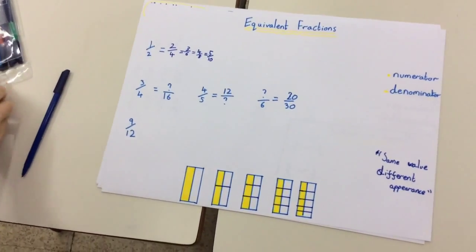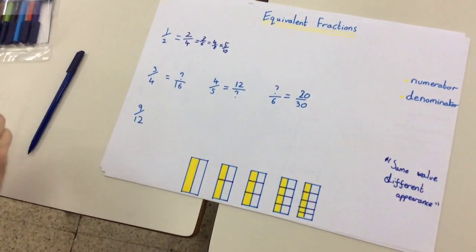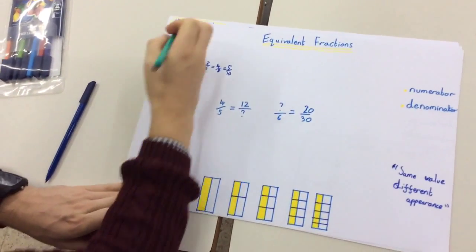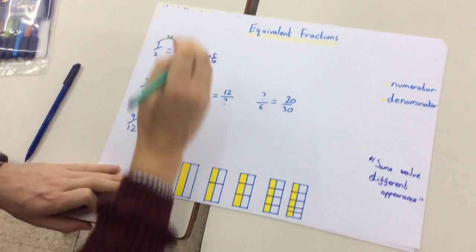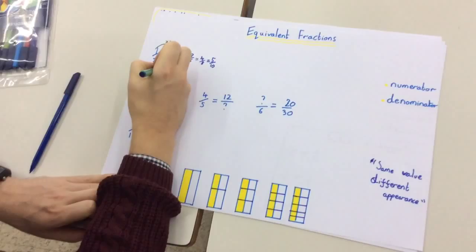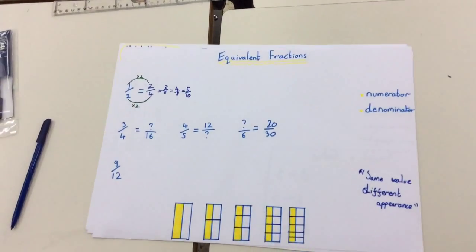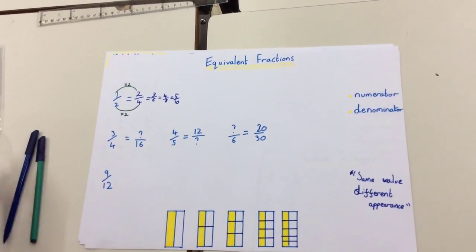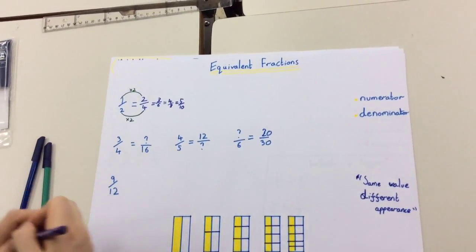So, let's look at the first one. Well, I times the numerator by 2. I made it twice as big. So if I do that to the denominator, it's 4. 2 times 2 is 4. 2 times 4. I can do that with different ones. Let's look at this one.